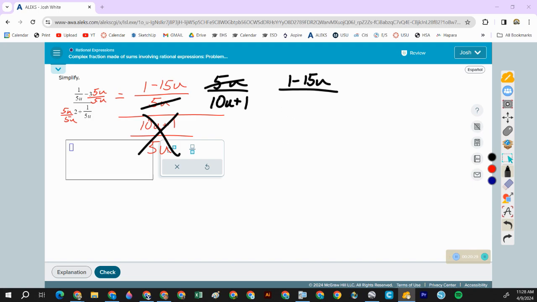Or, if you preferred, 1 plus 10u. Can I cancel anything there? No. If you're going to cancel something in an addition or subtraction, it either all goes or none of it goes. So we can't cancel the ones and pull a 5 out of there. That doesn't work. It's either all of it or none of it.